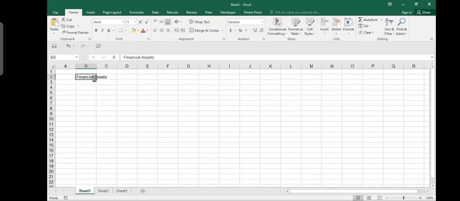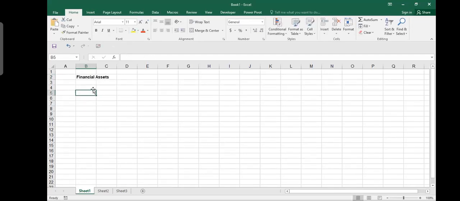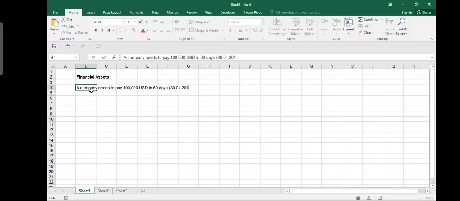What we are going to discuss now, we create one example, and we start with that. A very simple, very typical example. A company needs to pay 100,000 USD in 60 days, which means let's call it 30/04/2018. Let's suppose the local currency of the entity is AED. So it is the UAE dirham.